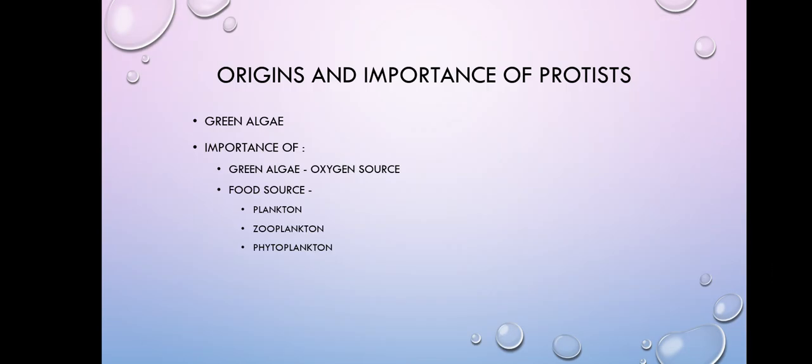Origins and importance of protist. Green algae. Importance of green algae: an oxygen source and a food source, plankton, zooplankton, phytoplankton.